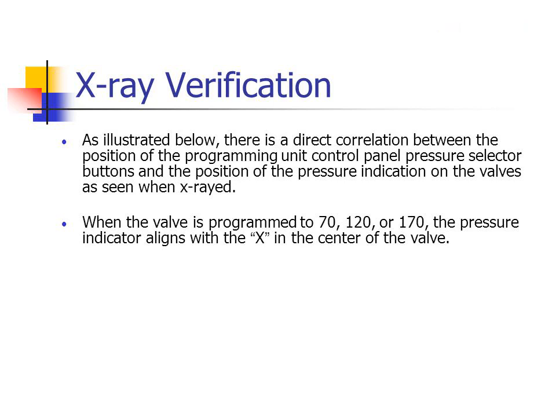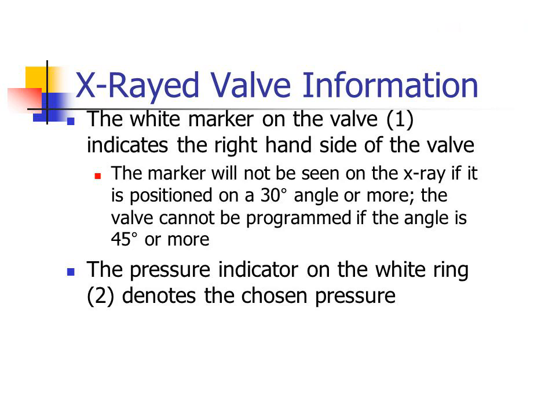When the valve is programmed to 70, 120, or 170, the pressure indicator aligns with the X in the center of the valve. X-rayed valve information. The white marker on the valve, 1, indicates the right-hand side of the valve. The marker will not be seen on the X-ray if it is positioned on a 30 degrees angle or more. The valve cannot be programmed if the angle is 45 degrees or more. The pressure indicator on the white ring, 2, denotes the chosen pressure.